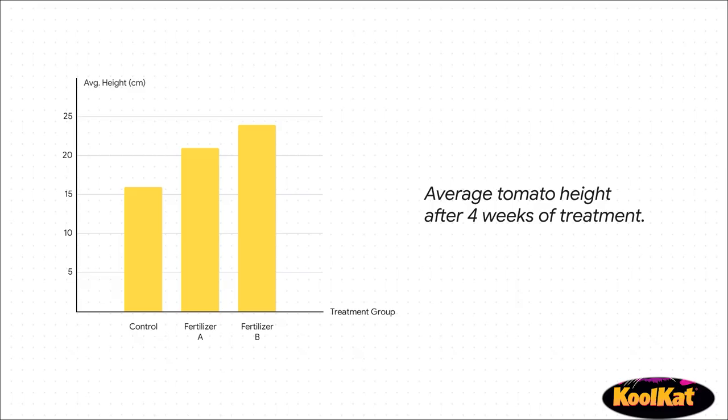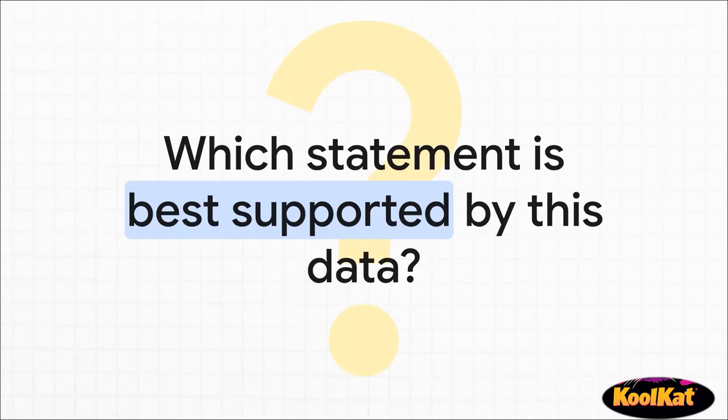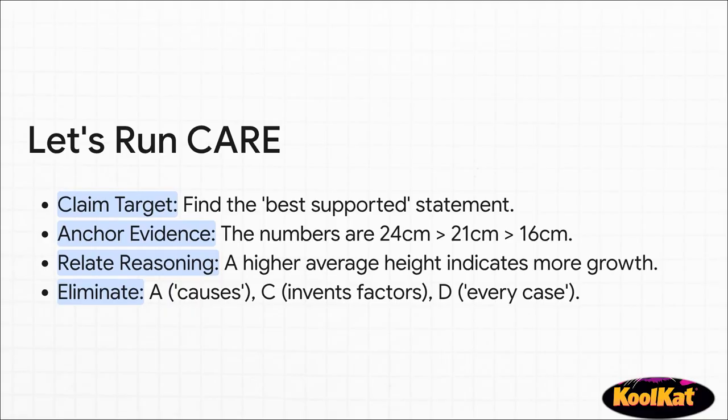The control plants, they're at an average of 16 centimeters. Fertilizer A got them to 21, and fertilizer B, whoa, all the way up to 24 centimeters. All right, so based on that chart, here's a classic GED-style question. Which one of these statements is best supported by the data? And listen to that wording, best supported. That means you can only use what's on the screen. No outside knowledge allowed. Okay, let's fire up the CARE routine.